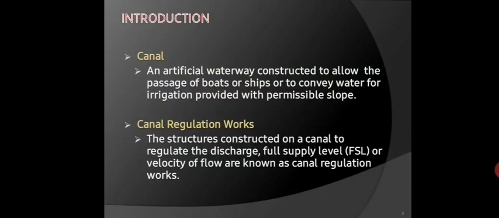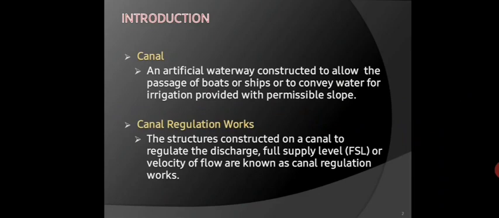So first of all, what is a canal? An artificial waterway constructed to allow the passage of boats or ships, or to convey water for irrigation, provided with permissible slope. So a canal is an artificial waterway which is used in India mainly for irrigation purposes, and in other countries it is used for water transportation. So it provides a waterway, right?